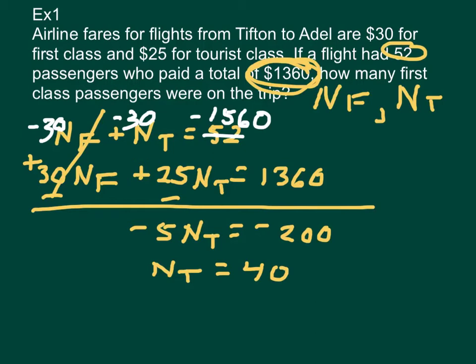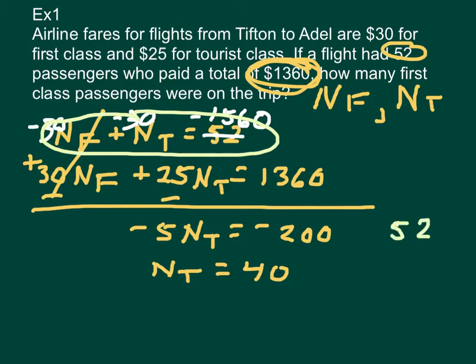Now, how can I figure out how many first class passengers there were? Well, what I do is I go back to this first original equation. The number of first class plus the number of tourist class add up to 52. So what I can do is take 52 and take 40 away from it.